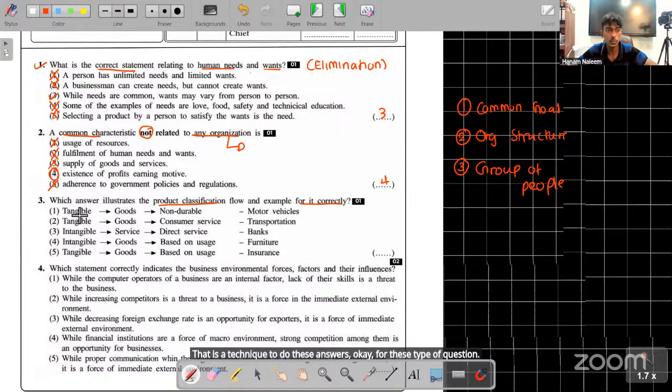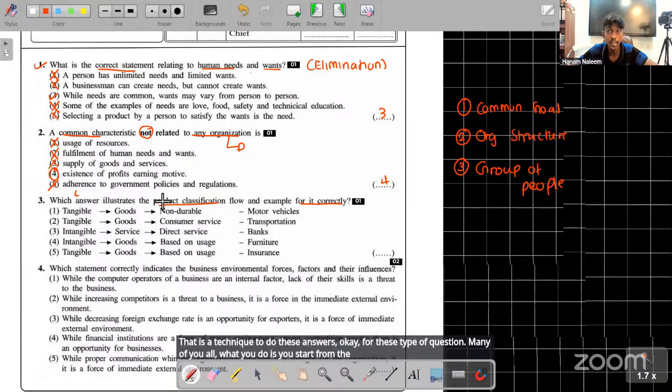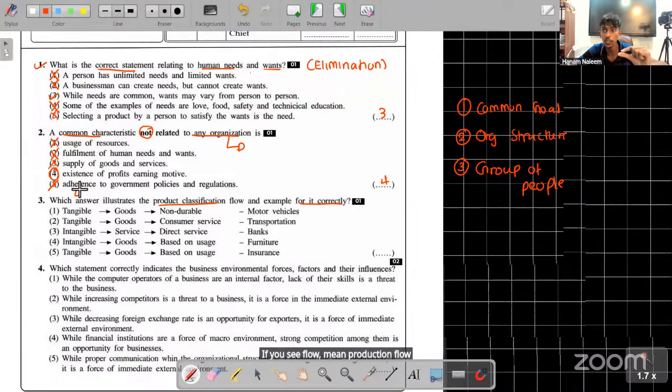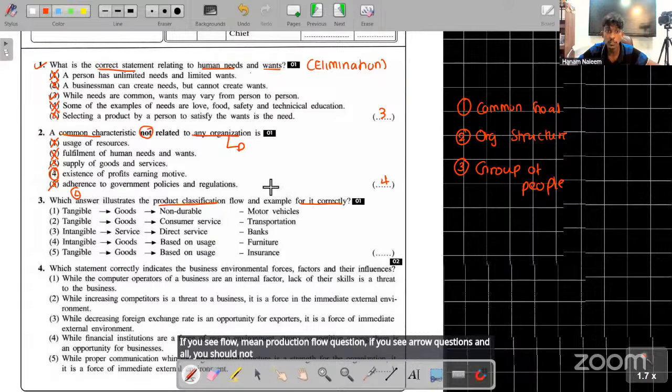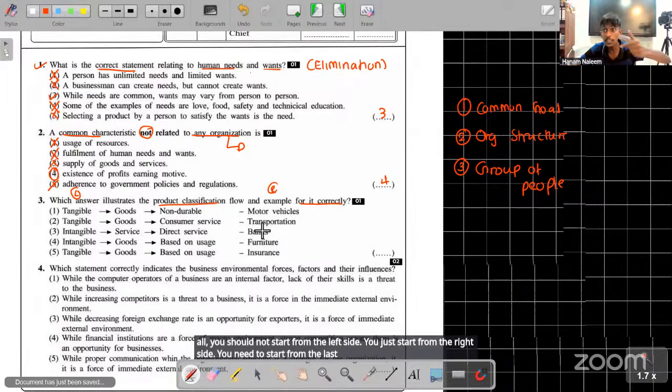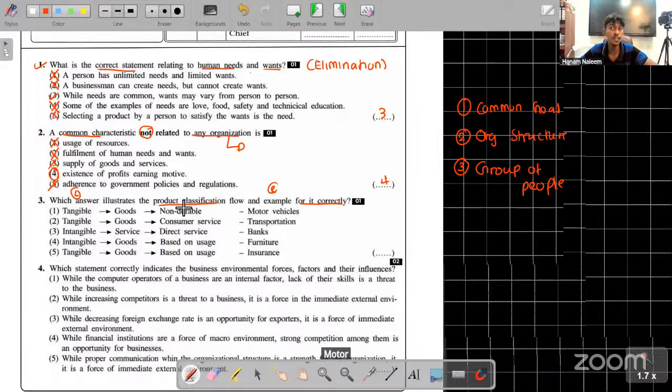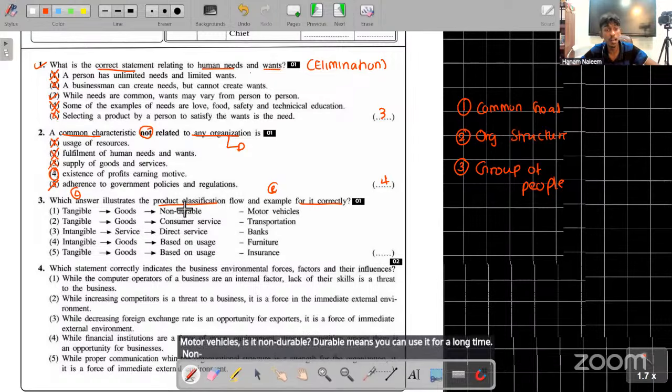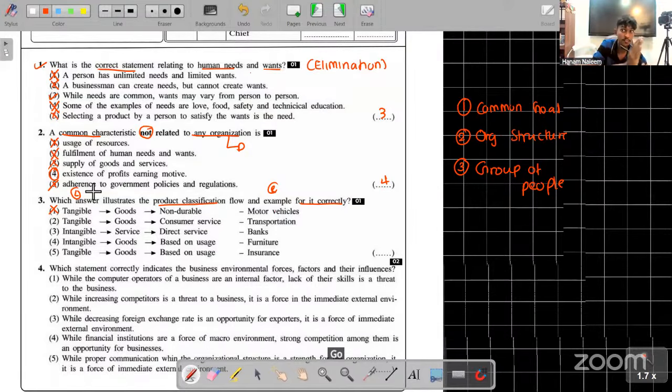Many of you start from the left side and you start from the tangible part. Wrong. If you see a production flow question, if you see arrow questions and all, you should not start from the left side. You have to start from the right side. You have to start from the last one. So now see, it will be easy. Motor vehicles, is it non-durable? Durable means you can use it for a long time. Non-durable means you can't use it for a long time. That's false. Motor vehicles are durable, right? They have given non-durable. So go from right to left, going backwards.